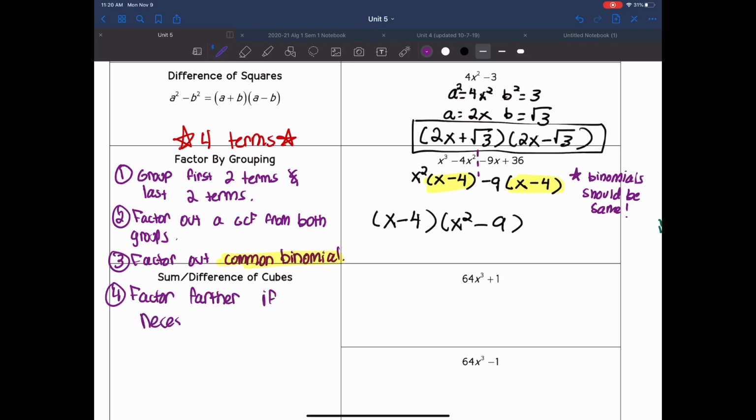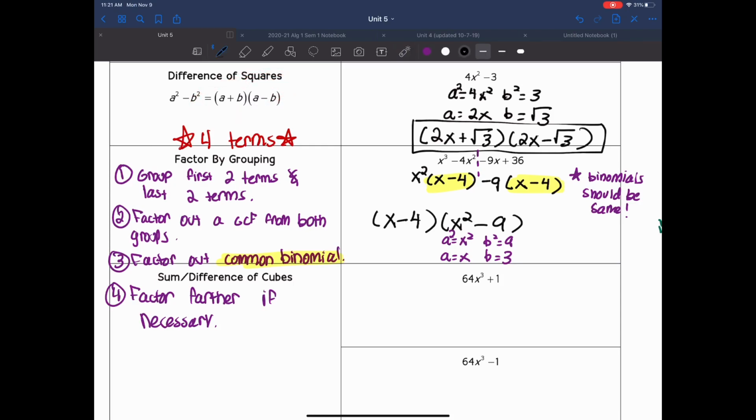And it might not always be necessary, but sometimes it is going to be necessary to factor farther. So notice how I can factor x squared minus 9. That follows the difference of squares format because we have x squared minus 9. It's a binomial, and both of these are perfect squares. So if a squared is equal to x squared, and if b squared is equal to 9, well then a must equal x and b must equal 3, because the square root of x squared is x, square root of 9 is 3. So now I can factor this using a plus b times a minus b.